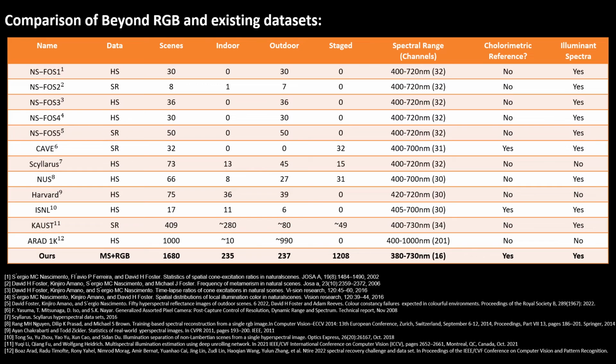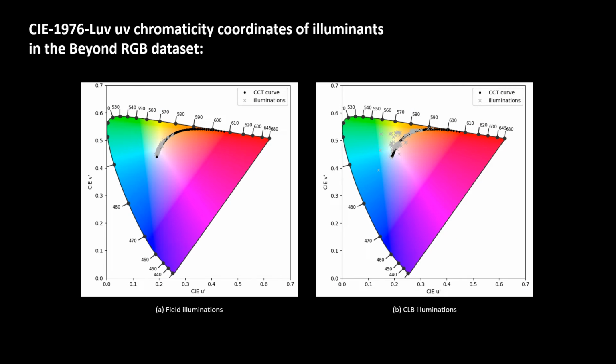Here you can see a comparison of our dataset to existing datasets. There are a few hyperspectral and spectral reflectance datasets, but our dataset stands out due to its extensive size and diverse range of scenes, encompassing posed, indoor, and outdoor scenarios featuring moving objects. It incorporates ground truth colorimetric references and measures illuminance spectra. Our data contains scenes taken in a wide variety of illuminance.